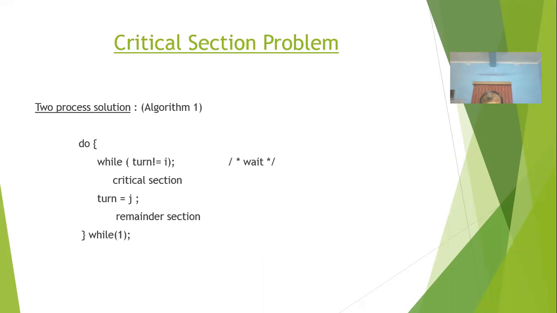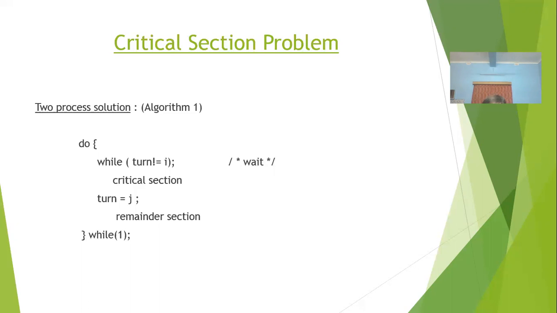Now here a particular algorithm is being defined. It is concerned with two processes only. So basically, the algorithm is like this. A particular process, say Pi, wants to enter into the critical section. What will be the code in the entry section? While turn not equal to i, that means when a process Pi wants to enter into the critical section, it is maintaining a particular turn variable here.